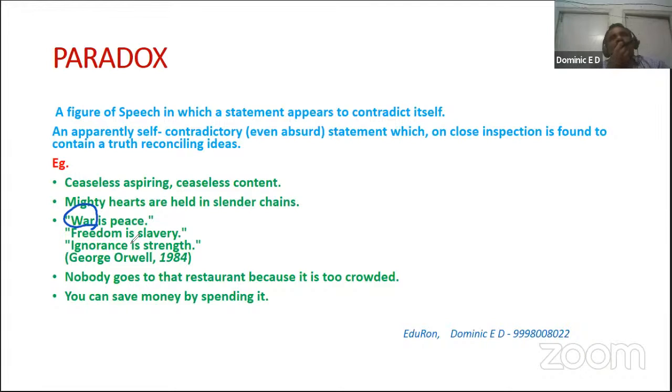All right. So after committing a crime, if you say, I did not know it, and if you are saved from punishment, then let me tell you, ignorance is strength. But George Orwell's 1984 book, if you read, you'll see it. Nobody goes to that restaurant because it is too crowded. If nobody goes, how can it be crowded? That's a self-contradiction.